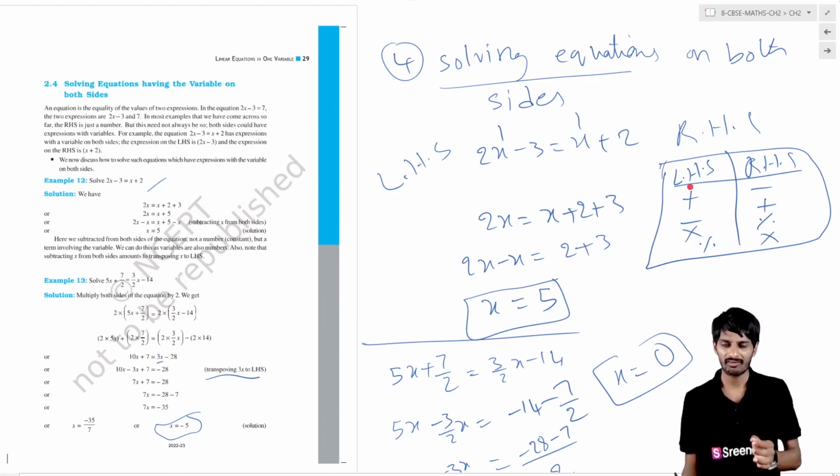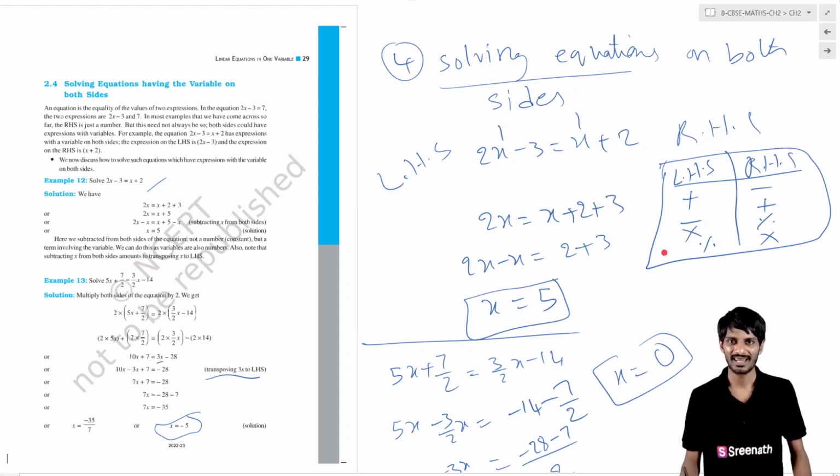For that, whenever there is a plus on the left side and you shift it to the right side, you have to replace plus with minus. Whenever there is a minus on the left side and you shift it, you have to write it as plus. Whenever some term is multiplying on the left side and you shift it to the right side, it must be divided. Whenever it is dividing on the left side and you take it to the right side, it must be multiplied. These are the things you have to follow while solving these equations.